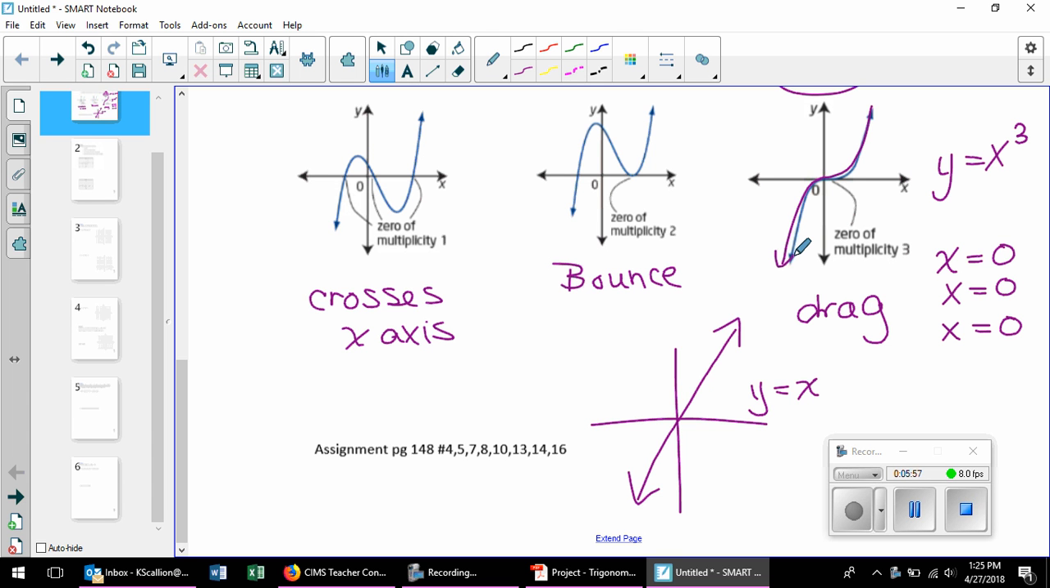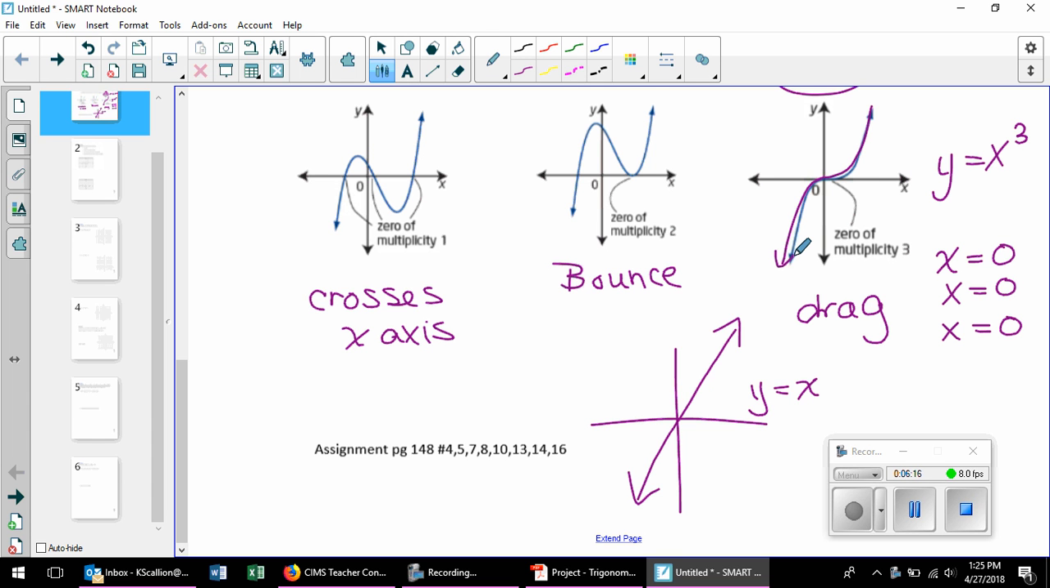If it's up in 1 and down in 3, the leading coefficient is positive. We know that we need 3 x-intercepts because it's crossing. When I look at this, I know that this is also a cubic function.